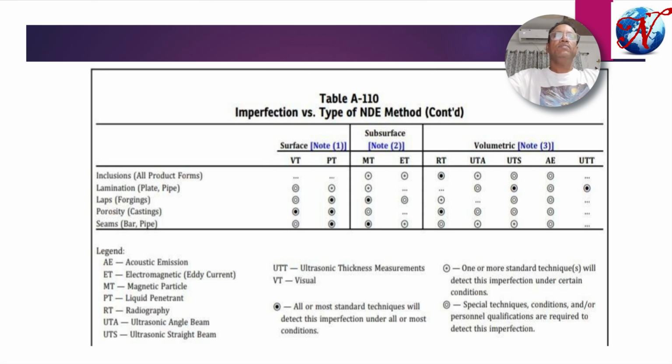That will be most important: the selection of the non-destructive testing method is most important for the determination of defects with a higher probability of detection. So in that scenario we can follow table number A110 according to ASME Section 5, Article 1, which is imperfection versus type of NDT method.